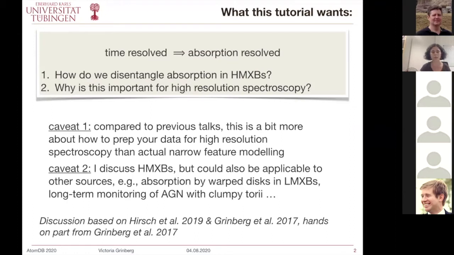And I'm going to present some of the results, so you have the scientific background, from Hirsch et al. 2019. Maria Hirsch was a PhD student with Jörn Wilms at the Remeis Observatory, who wrote a really nice paper about that. And from my own paper from 2017, and the hands-on is from 2017.